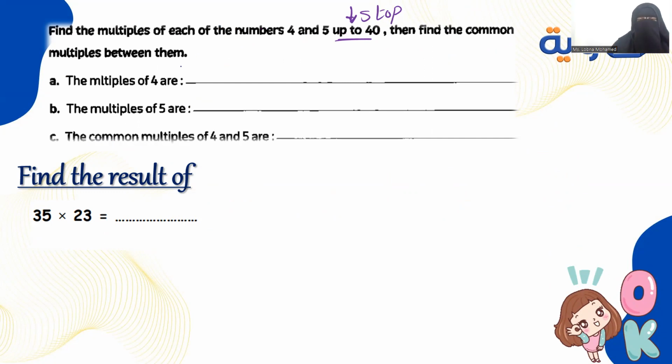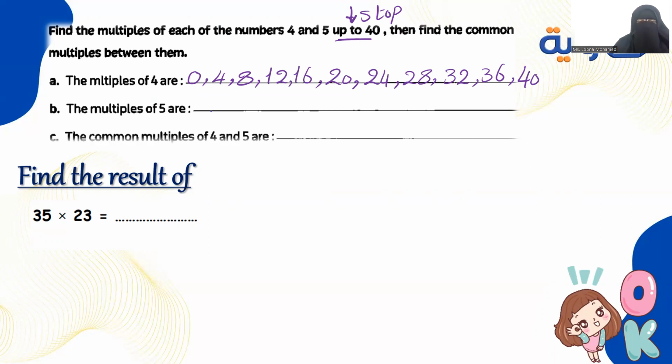How can we get the multiples? You just skip count by 4, for example. So we start with 0. Add 4 more, it's going to be 4. So it's going to be 8, 12, and after this 16, 20, 24, 28, 32, 36, 40. Could we continue? No, we have to stop at 40 because it said up to 40.